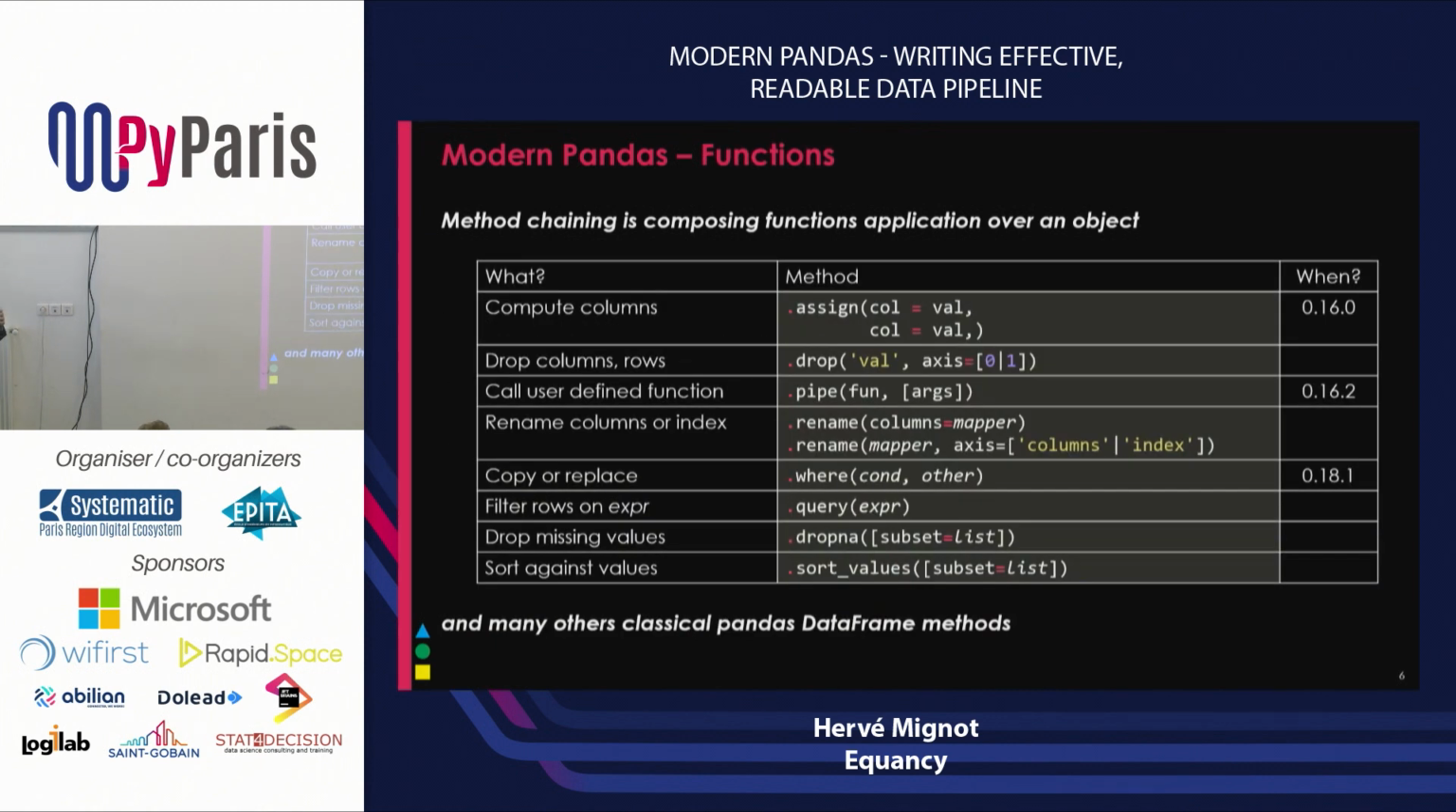So in Pandas, you have several functions that allow this kind of writing. They are going to provide you capabilities for computing new columns, dropping columns or rows, calling some specific function of yours, renaming columns or the index of the data frame, etc. I'm going to show some of these in action. And so it's some of the evolutions. The latest versions of Pandas have tried to ease the way of writing such kind of pipeline.